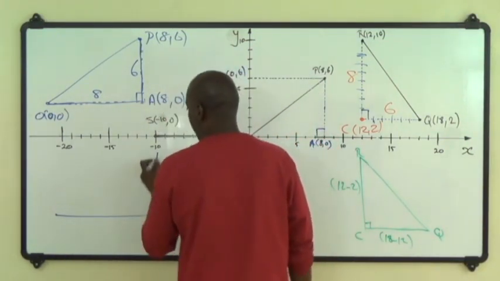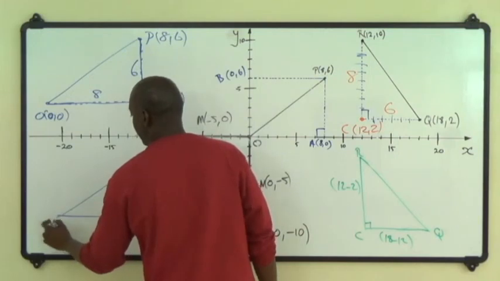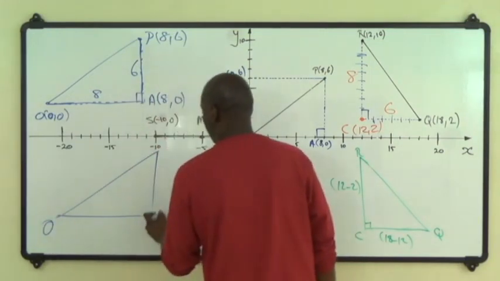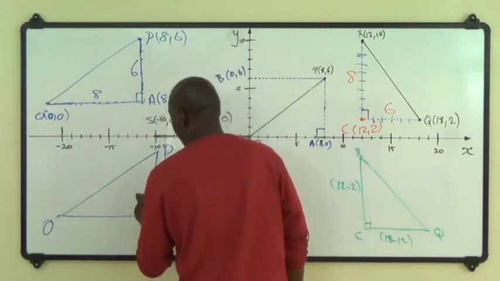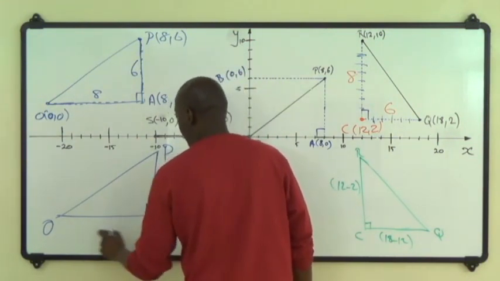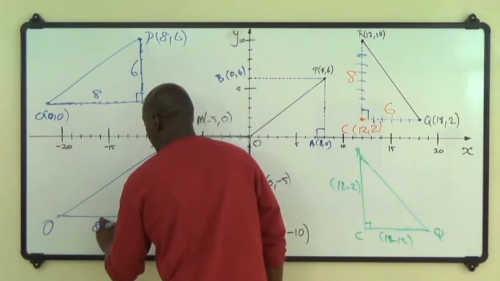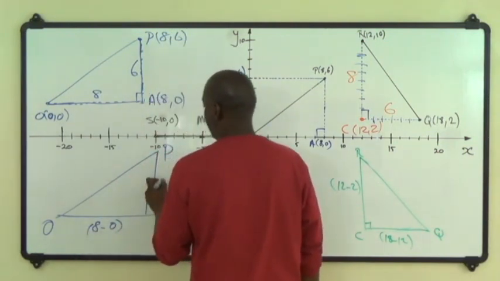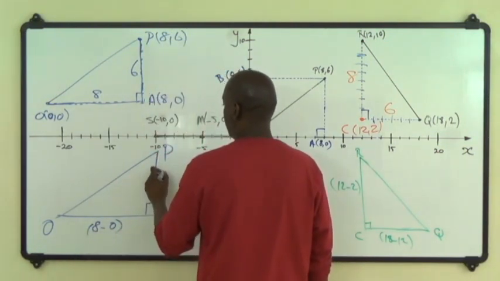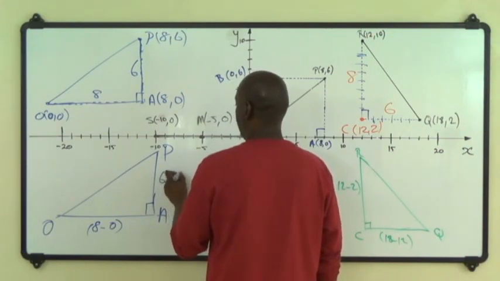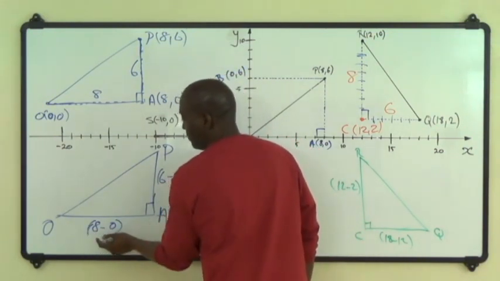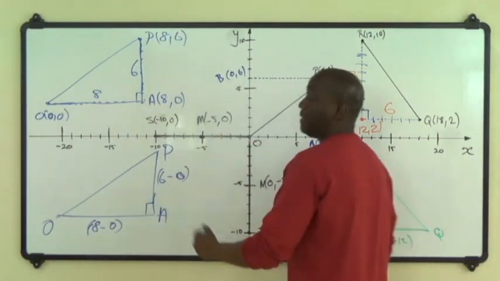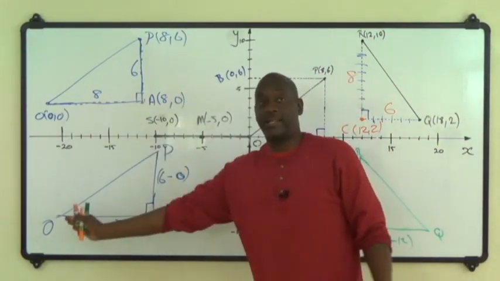So we in fact now have a right angle triangle where this is the point O, this is the point A, this is the point P, and this is the right angle here. This is the length 8 minus 0, and this is the length 6 minus 0. 6 minus 0 is 6. 8 minus 0 is 8. So you have 8 here and you have 6 here. You use Pythagoras theorem and you get 10 as the length.